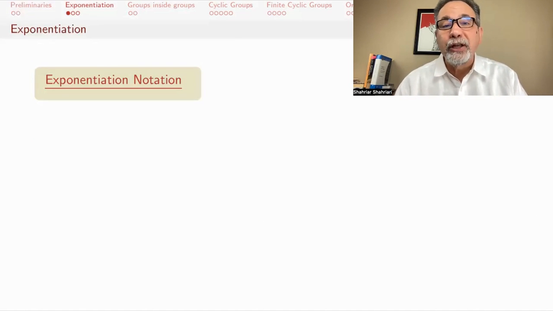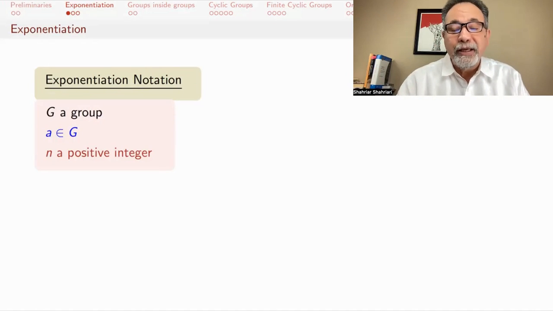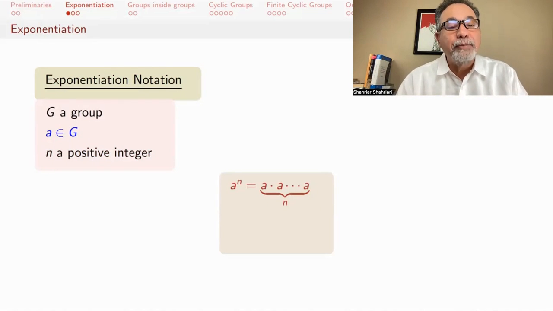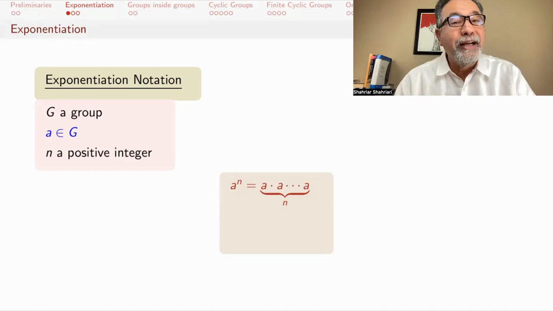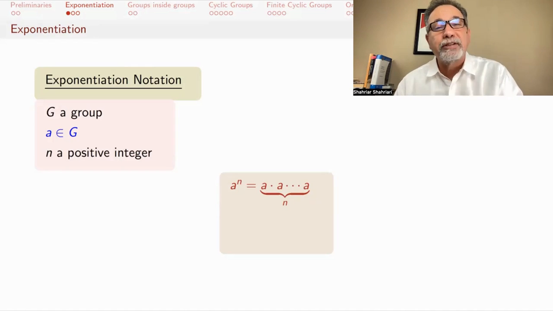Let's start with the exponential notation. So you walk into a group, you pick your favorite element, and you pick a positive integer. A to the n just means A times A times A times A, n times. When I say times, I mean use the operation of the group. The operation in the group might be addition, in which case this becomes A plus A plus A plus A.